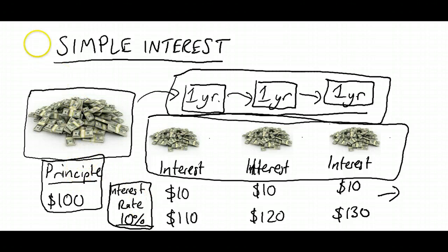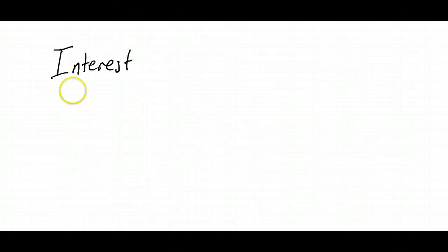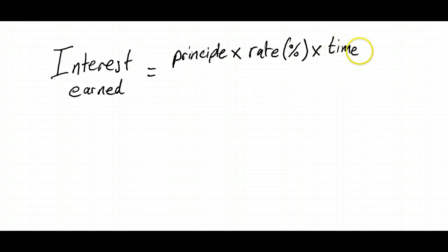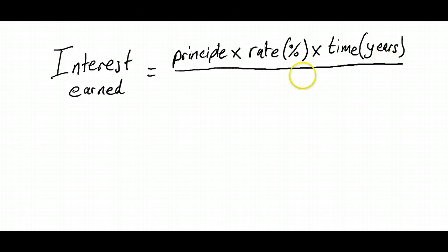Okay, here's the equation that we use. The interest earned equals the principal amount, whatever that is, times the rate of interest, which should be expressed as a percentage, and that's multiplied by the amount of time that passes in years. It's usually measured in years. It could be measured in other periods of time, but it's typically measured in years. And then you divide all of that by 100.